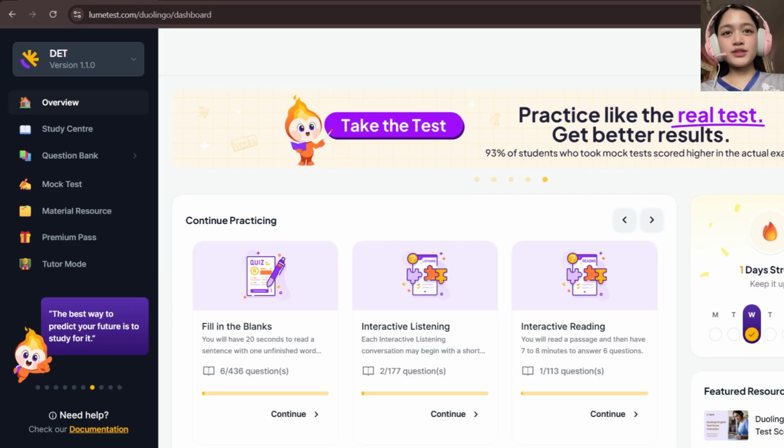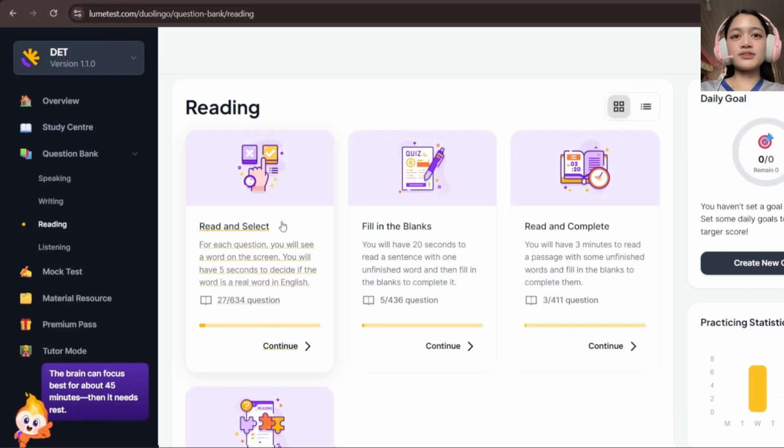If you're preparing for the Duolingo English Test or DET, you're in the right place. Today I'll show you how we can use Lume Test for effective Duolingo English Test practice. One of the best ways to prepare is by practicing with realistic questions, and that's exactly what Loom Test offers. The platform provides practice materials that closely resemble the actual Duolingo English Test, helping you build confidence and improve your skills before test day. Today we'll focus on the reading section.